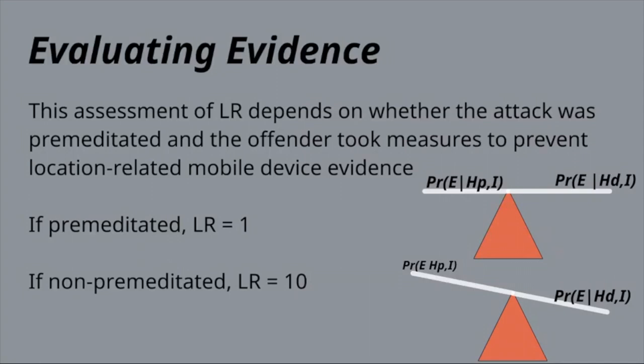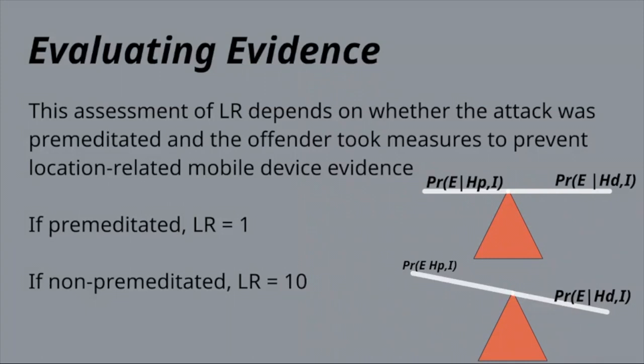Evaluating the evidence in this case depends on whether the crime was premeditated or not, whether the offender took measures to prevent location-related mobile device evidence from being generated. If the crime was premeditated, the lack of mobile device evidence has equal probability under both the prosecution and defense hypotheses. This is a likelihood ratio of 1, and the evidence is not helpful to reaching a decision in this case. However, if the crime was not premeditated, the defense hypothesis that there should have been mobile device evidence detected is favored in this assessment.